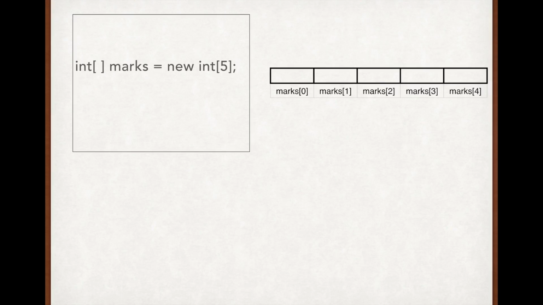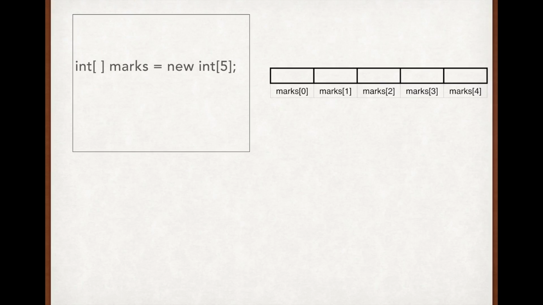So what are those 0, 1, 2, 3, 4? We can call them positions or index values. 0 represents the position 0 or index 0, that is the beginning of an array. The next 1 means the next position in the array, that is the next index. Then marks 2 means the index or position value 2.